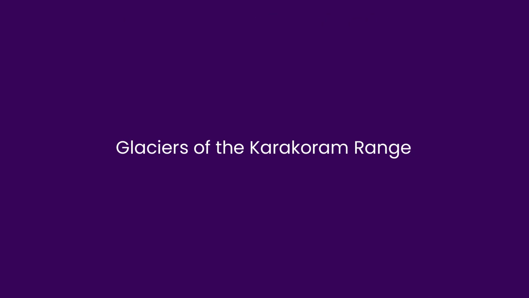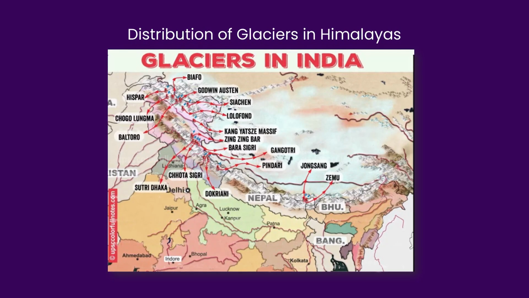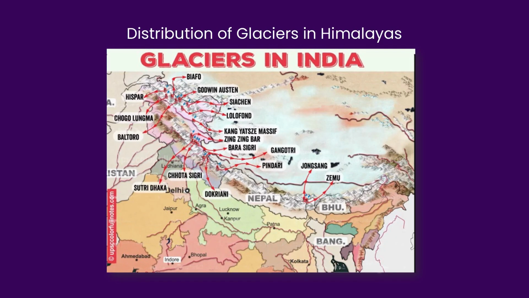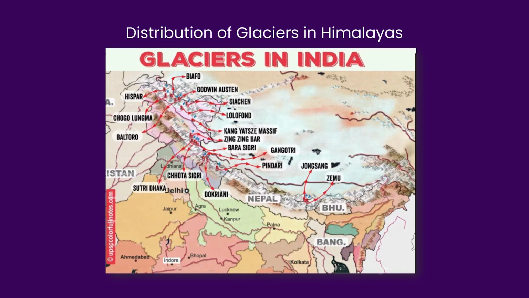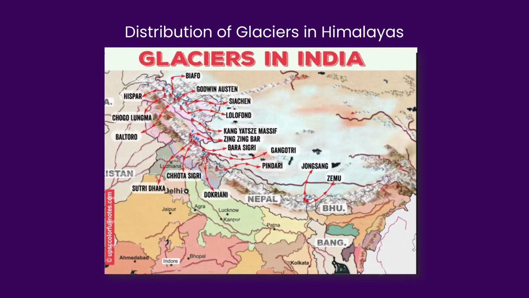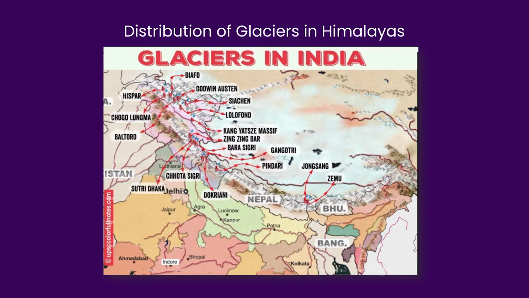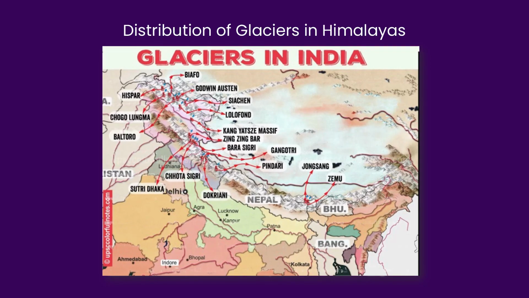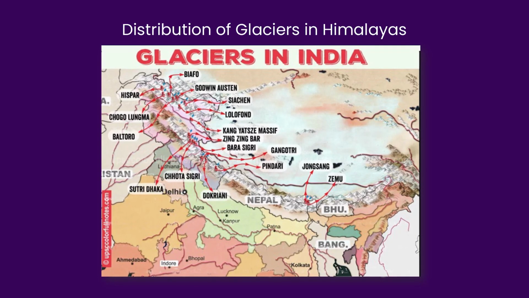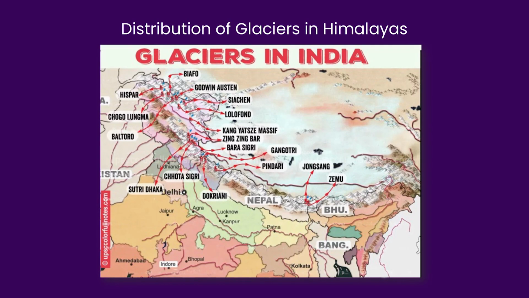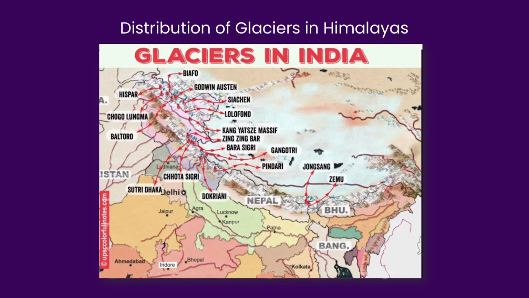Glaciers of the Karakoram range. Maximum development of glaciers occurs in the Karakoram range. Some of the largest glaciers outside the polar and subpolar regions are found in this range. The southern side of the range has many gigantic glaciers. The 75 km long Siachen Glacier in Nubra Valley has the distinction of being the largest glacier outside the polar and the subpolar regions. The second largest is the 74 km long Fetcheko Glacier.